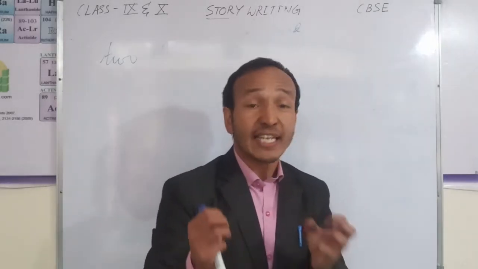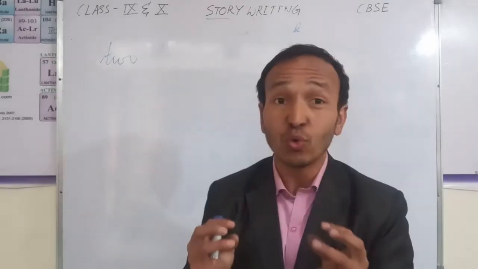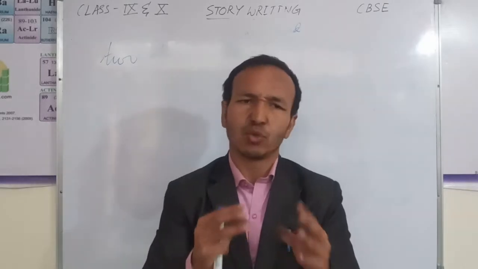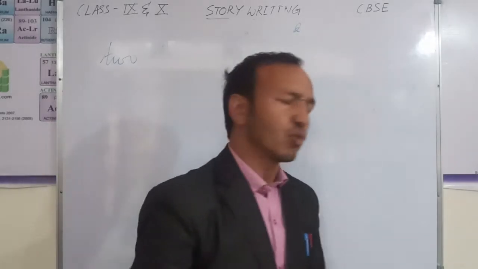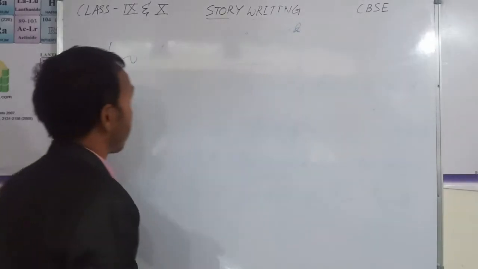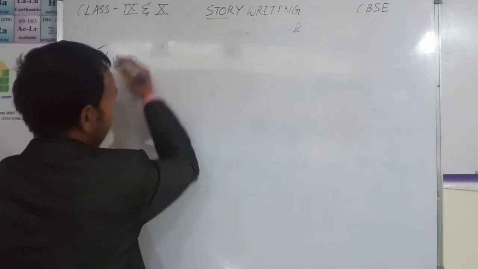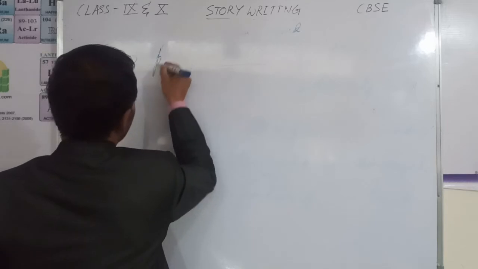So you have to keep in mind that you have to take very few characters. Don't take too many characters, so as not to puzzle the reader. Okay, so two policemen. Sorry, I have to write this with a capital letter. This is the next paragraph. Two policemen.